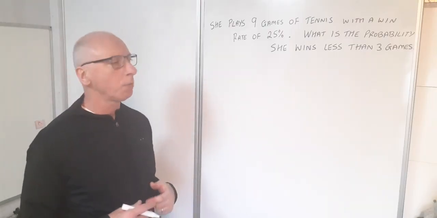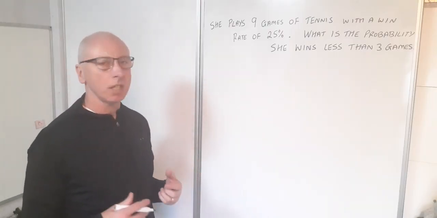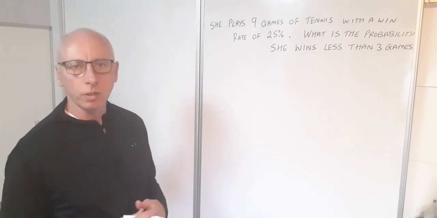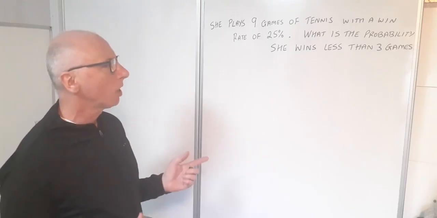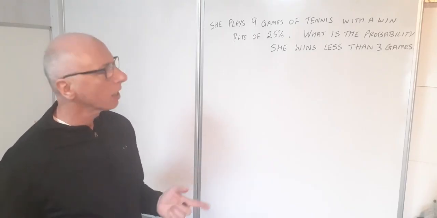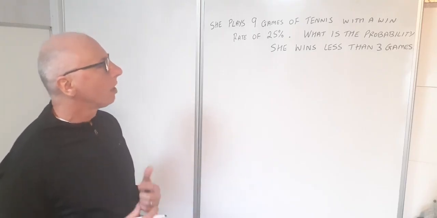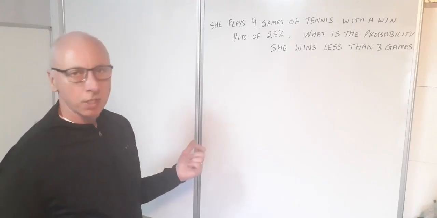Now we need to assume each game is independent of each other, and they're all one-off games with no influence on the next game. So we can't assume that she gets tired when she plays the second game and so on. So what's the probability she wins less than 3?